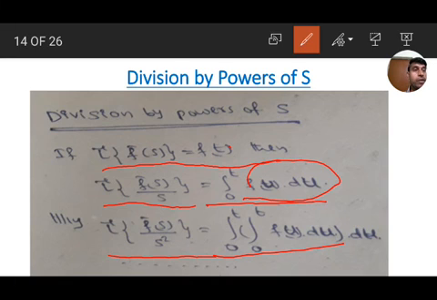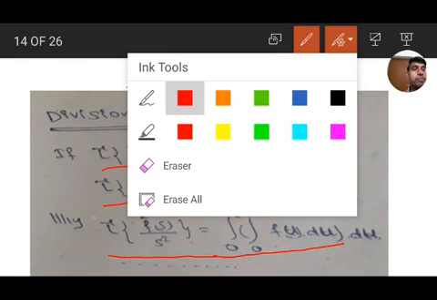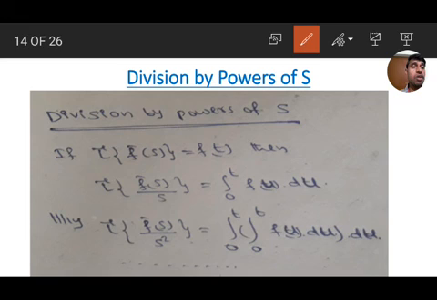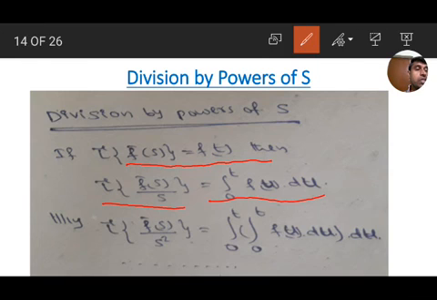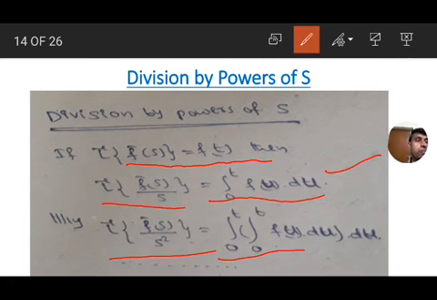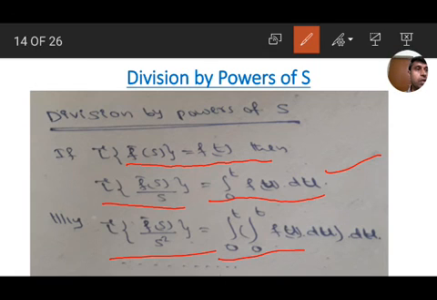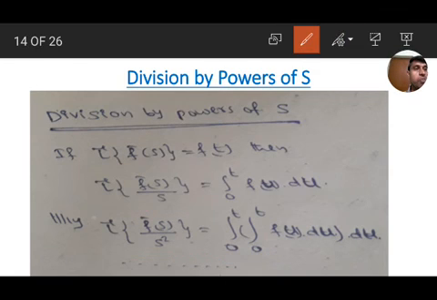Okay, s to the power of n. I will repeat. If L inverse of f bar s equals f of t, then L inverse of f bar s by s equals integration 0 to t of f of u du, and similarly L inverse of f bar s by s square equals double integration 0 to t, integration 0 to t of f of u du du. Okay. Next, we will move to the problems.